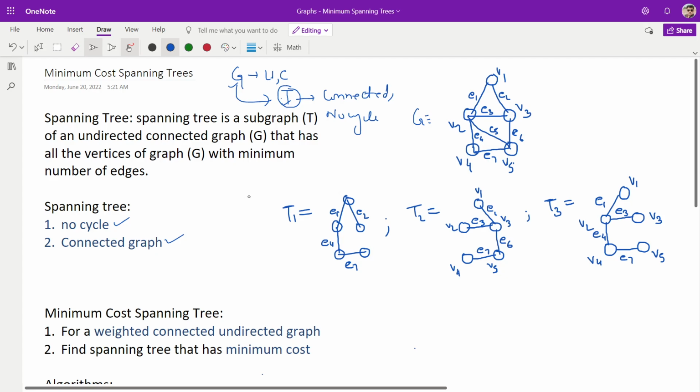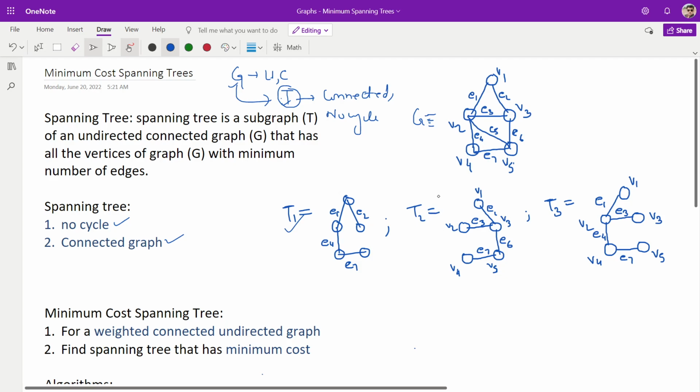Let us try to get a glimpse of what spanning trees are all about. Let us say that we are given a graph G. This graph has 5 different vertices labeled 1 through 5, and 7 different edges labeled 1 through 7. We are going to generate multiple spanning trees for this graph. If I look at this subgraph T1, it has all the 5 vertices of the original graph, and it has minimum number of edges because the edges it has do not contribute to a cycle, but at the same time ensure that the graph remains connected. So this is a valid spanning tree.